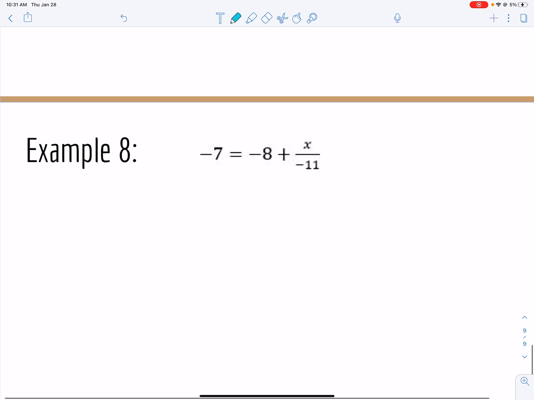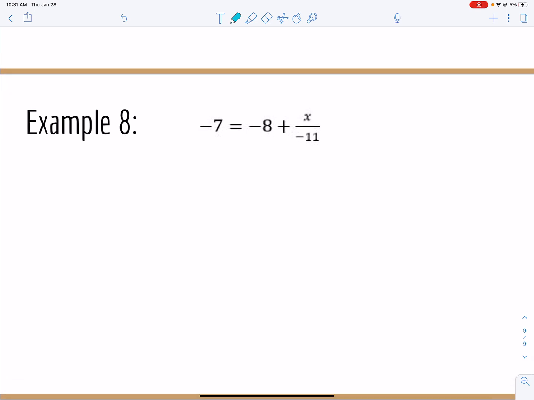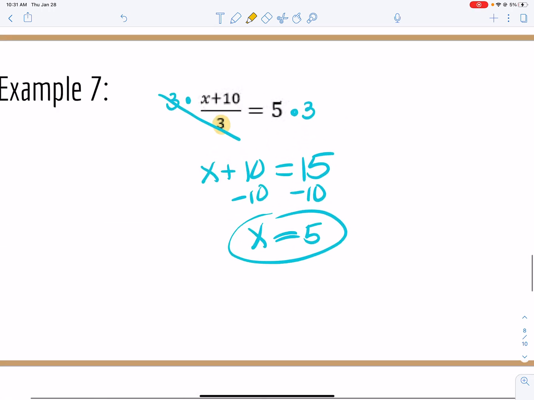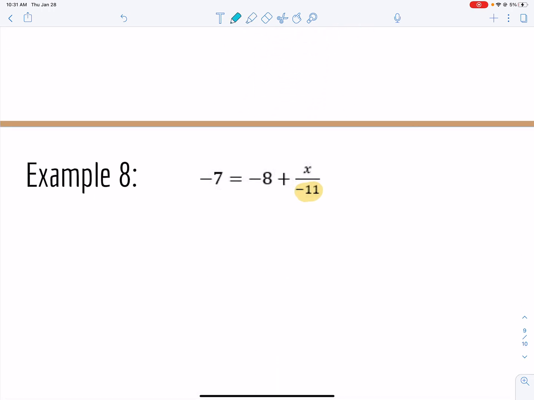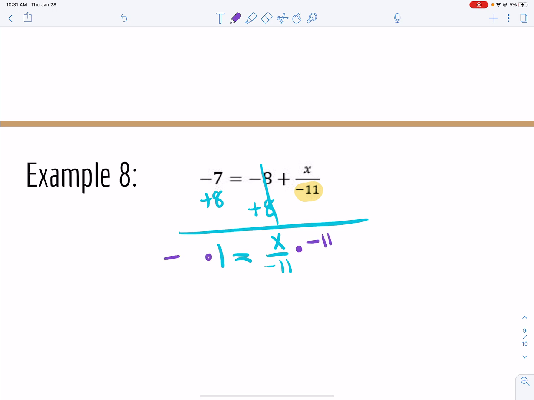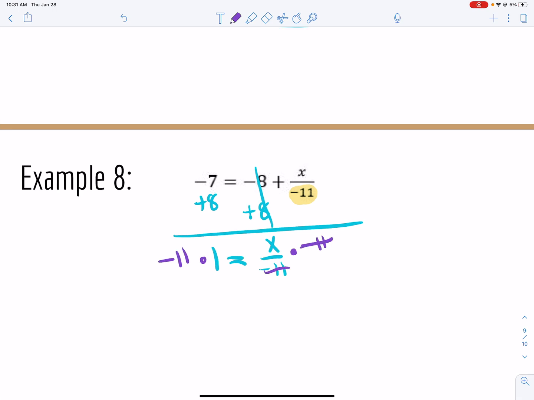Okay, so last one I would like you to try. I would like you to hit pause, write it down, and try it. Pause. This one is different because I'm not dividing the whole thing by 11 like I was up here. I'm only dividing the x. So in this case, the first thing you're going to do is get rid of the number. You're going to add 8, so you get 1 equals x over negative 11. And the opposite operation of dividing by 11 is to multiply by a negative 11. So then those cancel, and I get a negative 11 equals x.